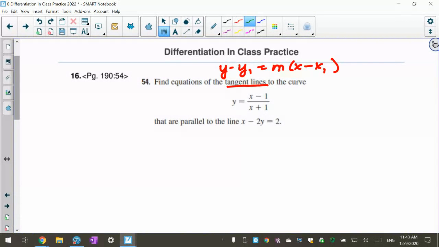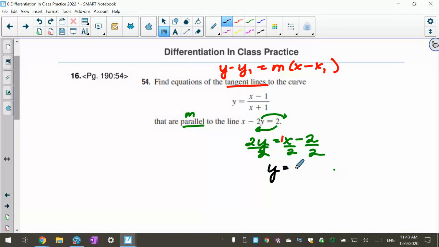So the first thing is parallel. That talks about slope, so I'm going to figure out what the slope of that line is. We're going to solve for y. So I move this over here, move this over here, so I have 2y equals x minus 2. Then I'm going to divide through by 2, and remember there's a little 1 right here. So I have y equals 1/2 x minus 1.